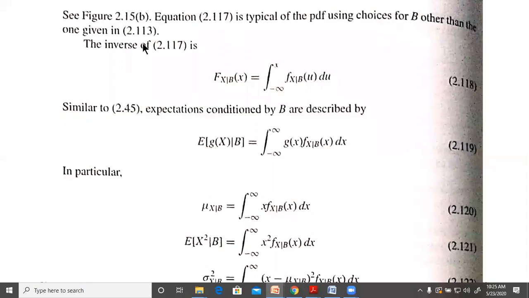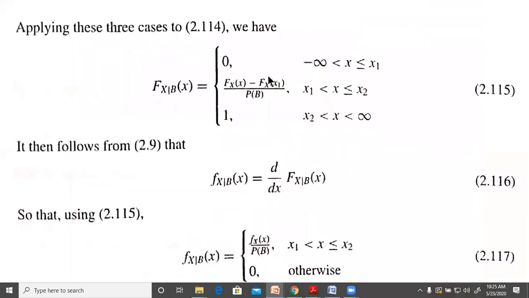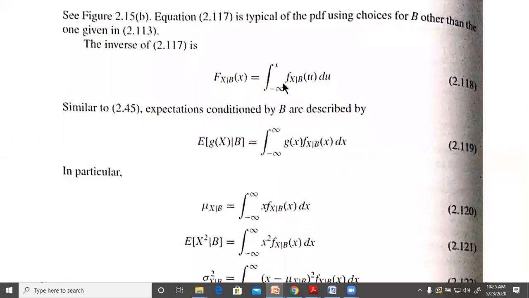Equation 2.117 is typical of the PDF using choices for B other than the one given in 2.113. Similarly, the inverse of 2.117 will be F_X(x|B), rather than the differentiation, this is the integration of this. That is what is mentioned over here: F_X(x|B) is the integral from minus infinity to x of f_X(u|B) du. So the CDF is the integration of the PDF between the limits minus infinity and x.